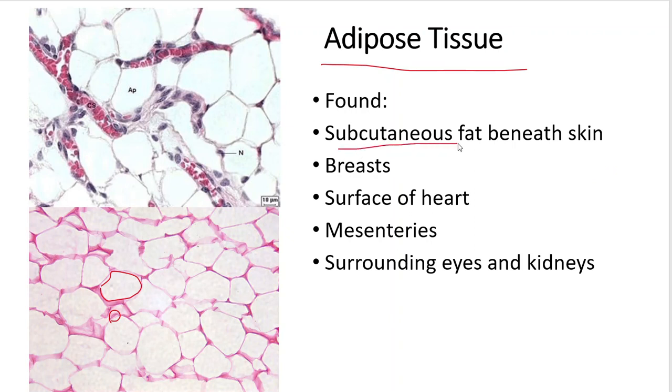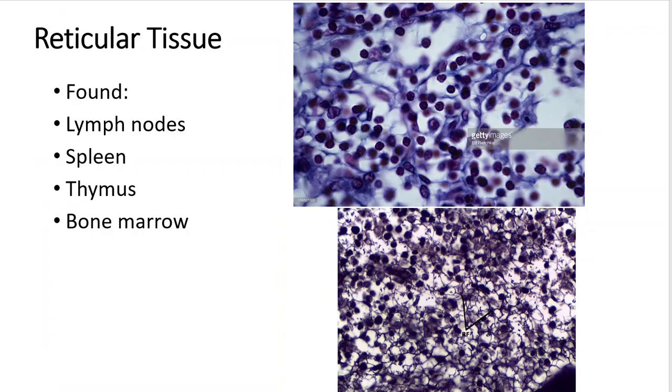Where do you find adipose tissue? Subcutaneous fat beneath the skin. The female breast is mostly adipose tissue. On the surface of the heart is cushioning. In those mesenteries, around the bowels, around the eyes, and the kidneys have a padding of fat around them to protect them, to cushion them.